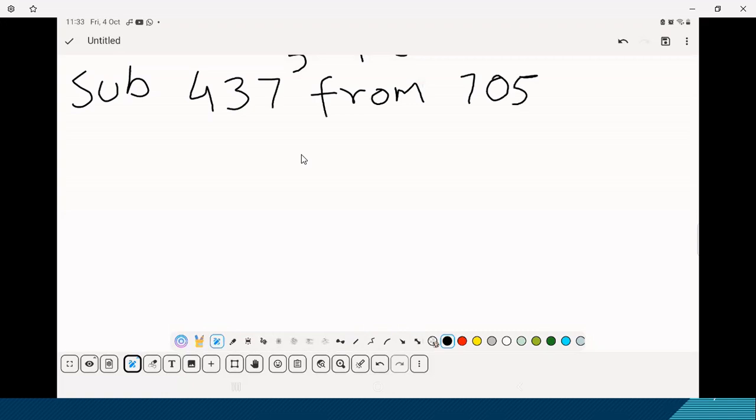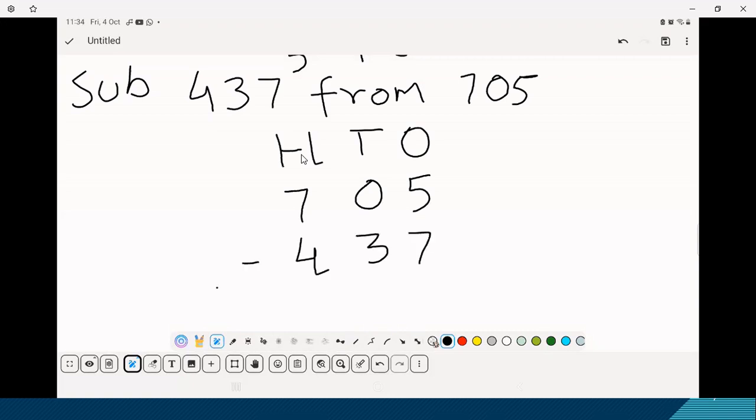Now the first step we have to write in HTO pattern: 705, then 437 with a minus sign. Now we need to subtract the ones group at first. We have to do 5 minus 7. Now 5 is the smaller number.